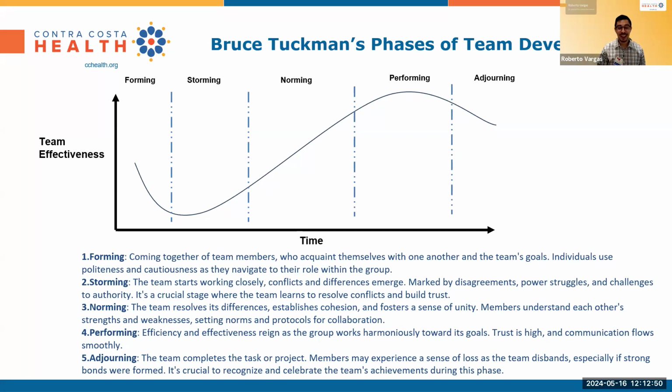Maybe we have to bark a little faster, and so the performing is really, really happening. And then eventually you get to that adjourning phase where there's motions with a team of hopefully victory, and we can maybe let off some of that anxiety with that high pace performing phase. But we have to acknowledge there may be some sadness. There may be a loss of, wow, we worked so well.